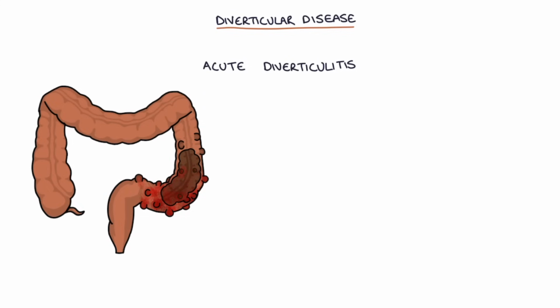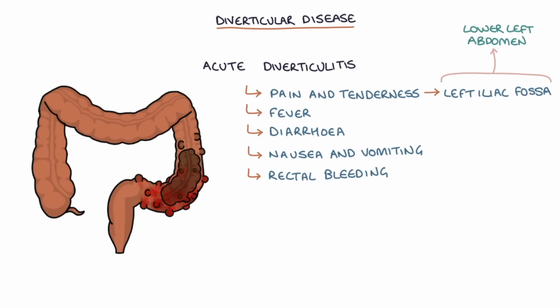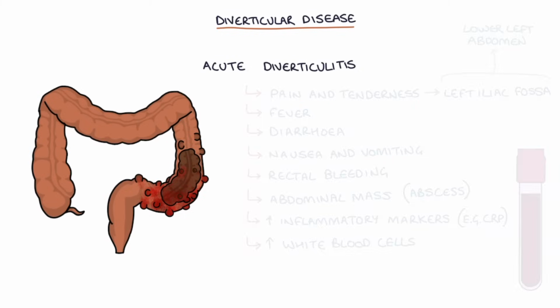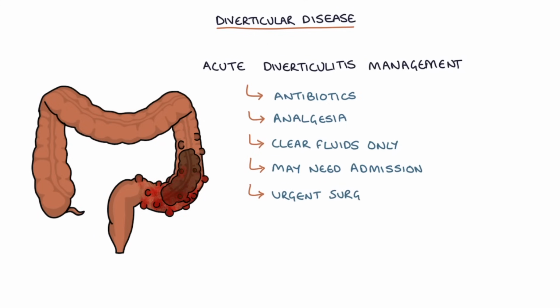Acute diverticulitis presents with pain and tenderness, typically in the left iliac fossa or the lower left abdomen, fever, diarrhea, nausea and vomiting, rectal bleeding, a palpable abdominal mass if an abscess is formed, and raised inflammatory markers on the blood tests, for example raised CRP, and raised white blood cells. Management of acute diverticulitis is with antibiotics, analgesia, and limiting the oral intake to clear fluids only. Patients may need admission to hospital. Urgent surgery may rarely be required for complications, such as a perforation of the bowel.